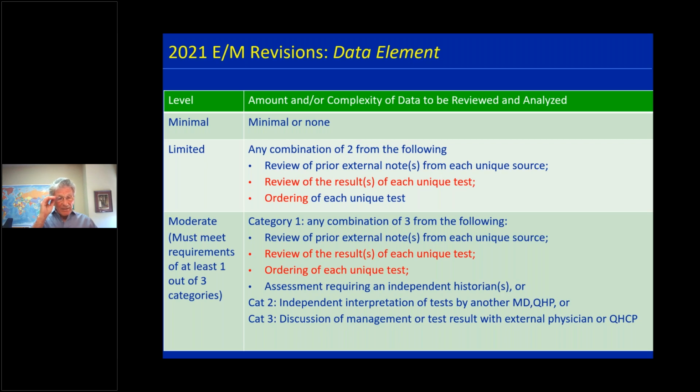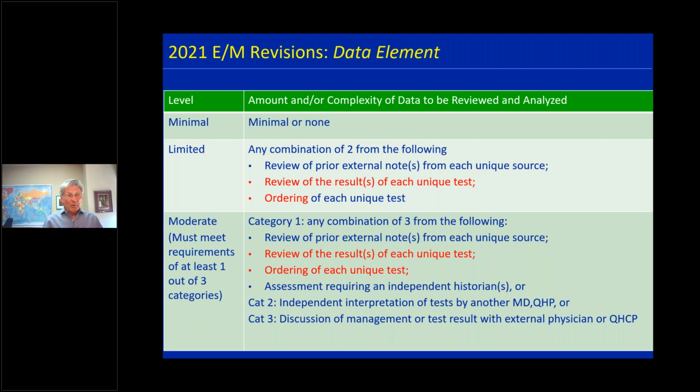Next. The next thing we look at is how much data had to be reviewed. And this comes from the AMA table and basically says, if we had to look at no other data, no test results, or we didn't order any tests, that's considered to be minimal. On the other hand, if we review test results, we get a point for each unique test. And for each unique test that we order, we get points for that. It has to be at least two of ordering a test, reviewing a test result, or looking at a prior note from an external source, which means from a clinician in a different clinic.